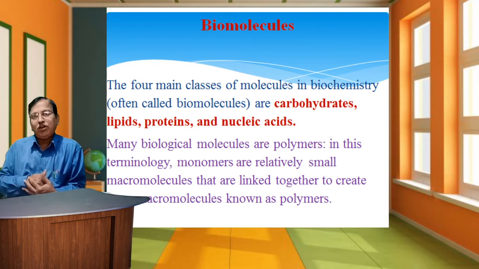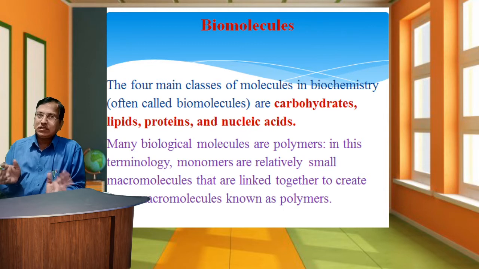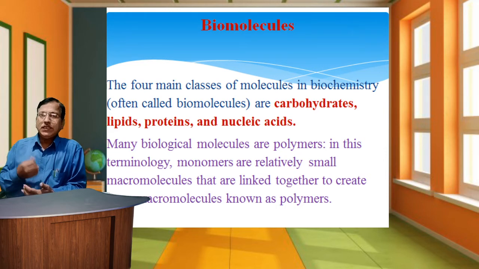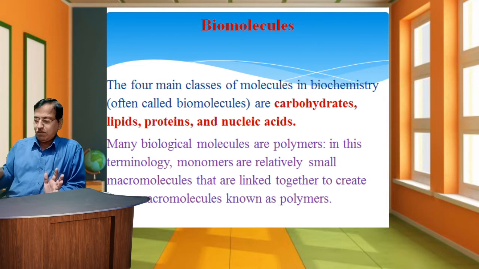Many biological molecules are polymers. In this terminology, monomers are relatively small molecules that are linked together to create large macromolecules known as polymers. It means the biomolecules also exist in 2 forms. In single form they are monomers, and when more than one monomer is combined, this is known as polymers.